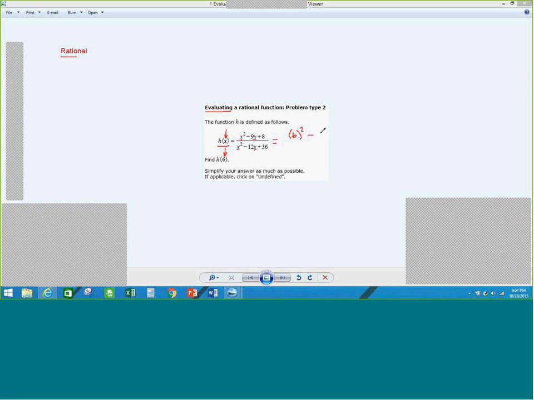Copy down exactly as you see it, and we're substituting in the number. Down in the denominator at the bottom, we'll plug or substitute in the value 6.